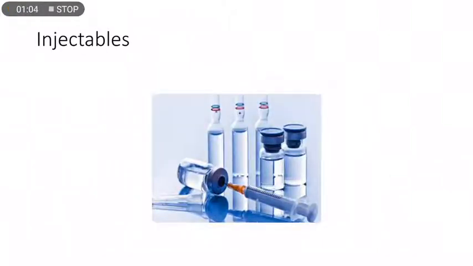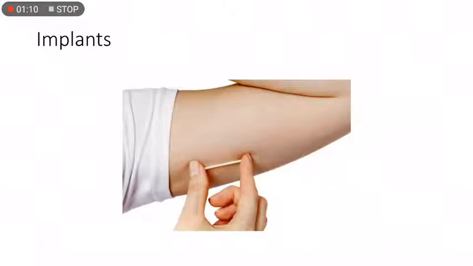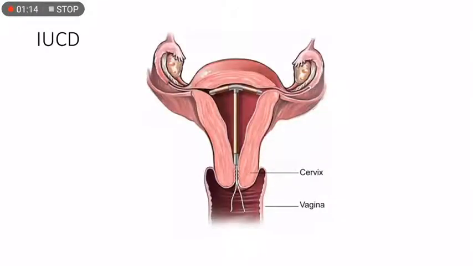Injectables. Well, the same hormones can be available in an injectable form. Implants. Hormones can be given as implants as well. Intrauterine contraceptive devices. There are various generations of IUCDs, such as there can be first generation, there can be second generation, there can be third generation as well. Copper T is the famous name we need to know under IUCD.